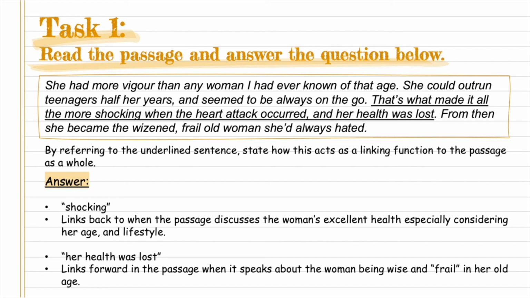We can see here that the first 2 bullet points give us the first mark, and our third and fourth bullet points, which link forward, give us our second mark.